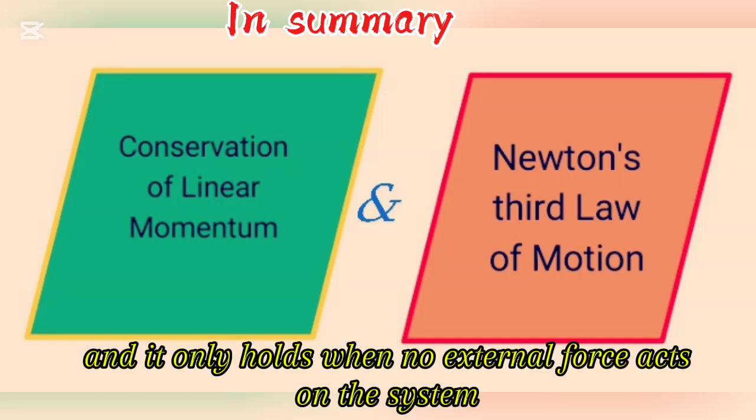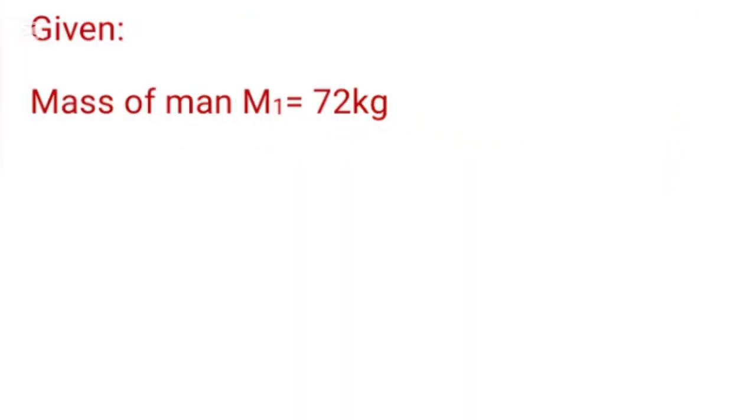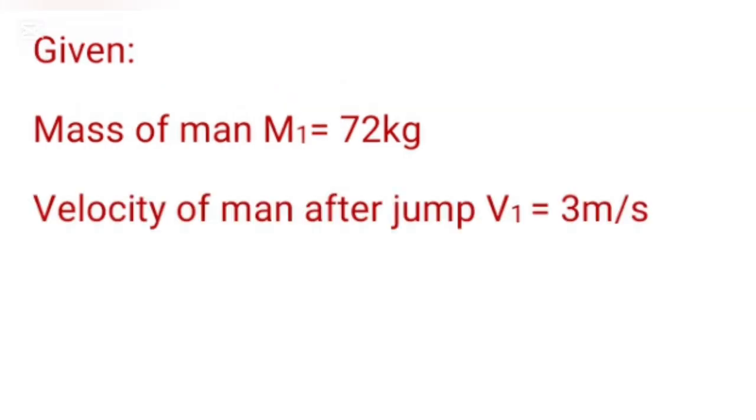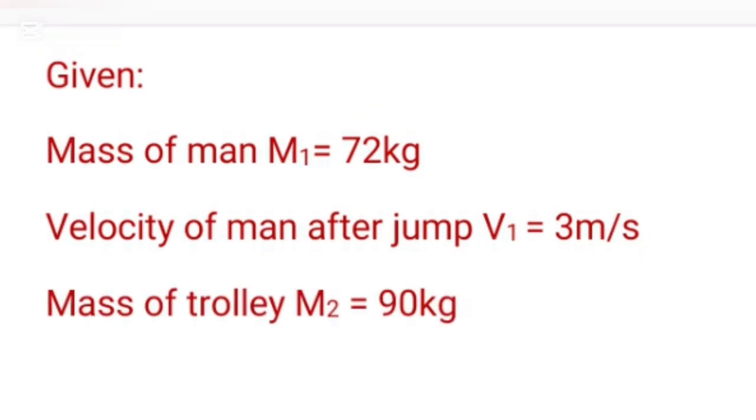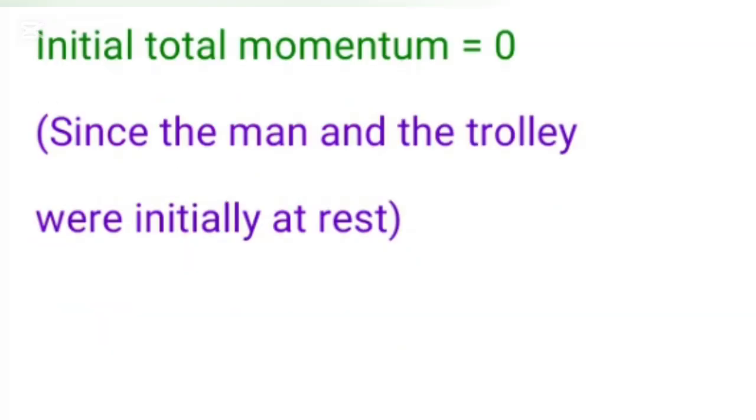acts on the system. Example: a man of mass 72 kg jumps off a stationary trolley of mass 90 kg with a velocity of 3 meters per second. What is the initial recoil velocity of the trolley? Given: mass of man m1 is equal to 72 kg, velocity of man after jump v1 is equal to 3 meters per second, mass of trolley m2 is equal to 90 kg. Initial total momentum is equal to 0 since both the man and the trolley were initially at rest.